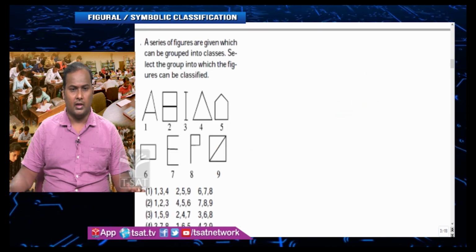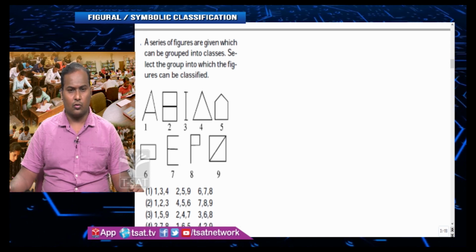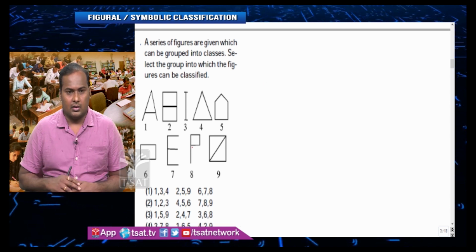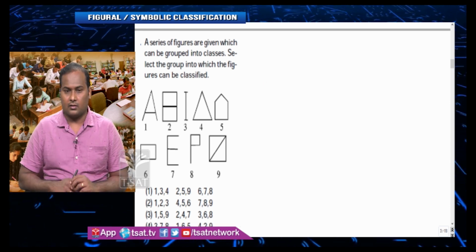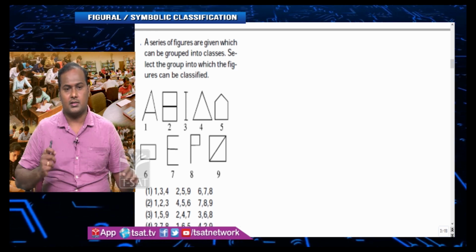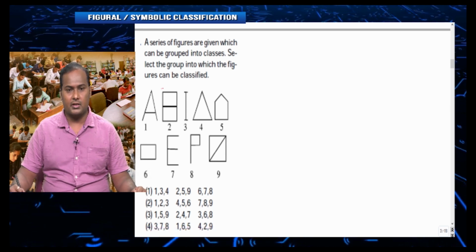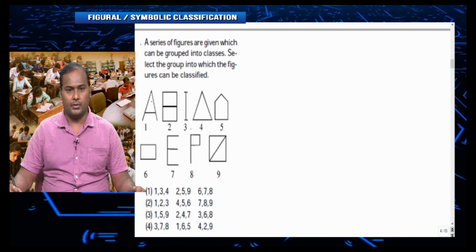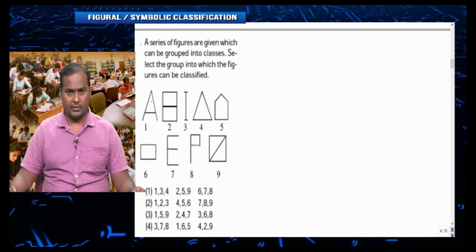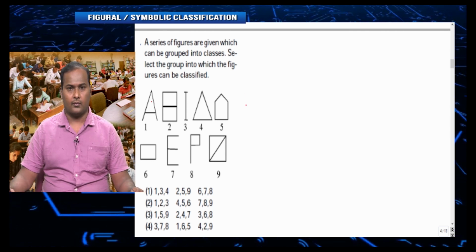In this question, a series of figures are given which can be grouped into classes. Select the group into which the figures can be classified. If you see here, it looks like different lines. The moment you see this question, you need to identify that he's asking based on lines, because there is nothing else. There appear symbols like A, E, P, I, but many letters are repeating, so I can't take letters. So directly I will go based upon the character of lines.